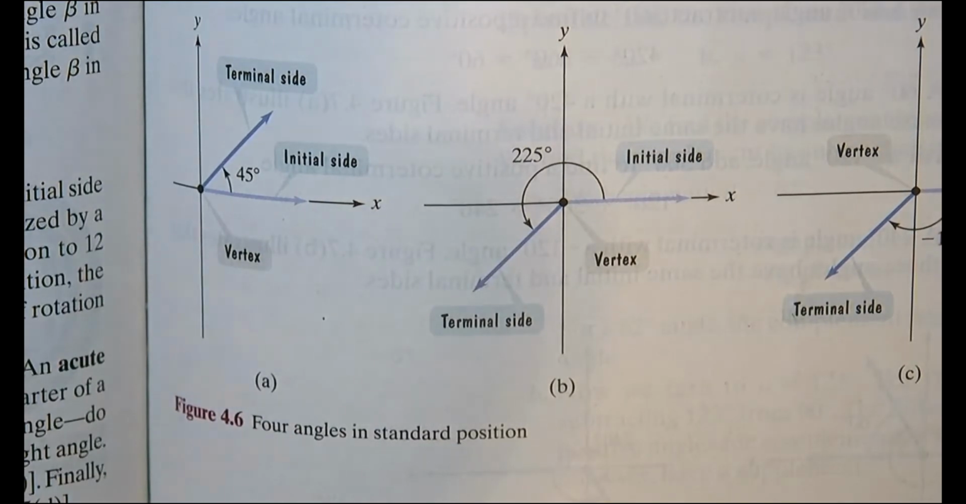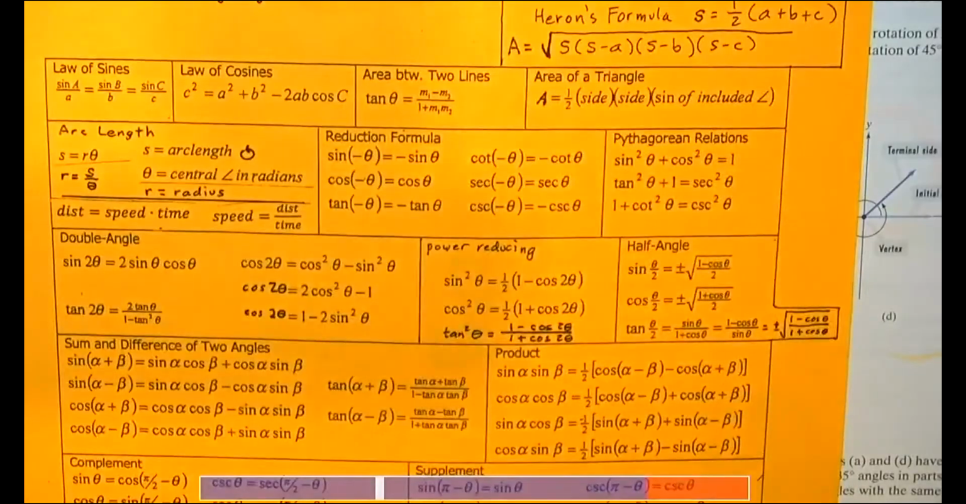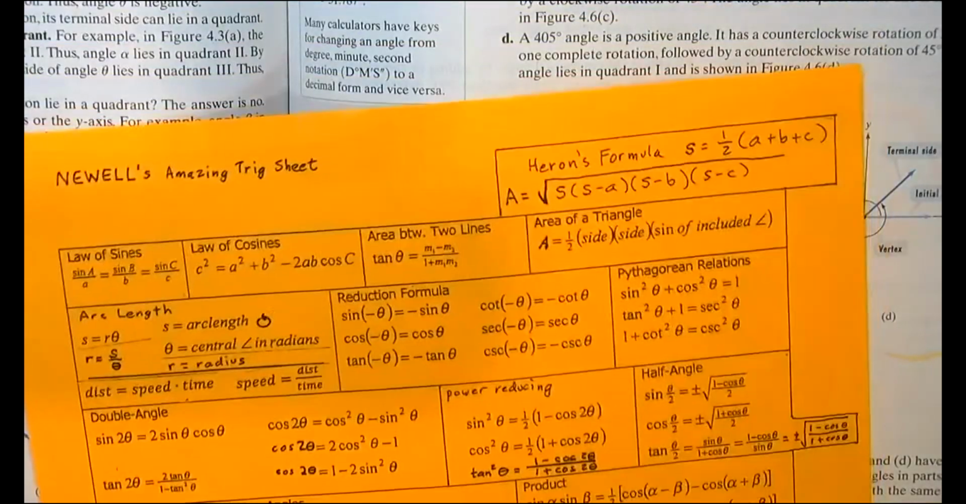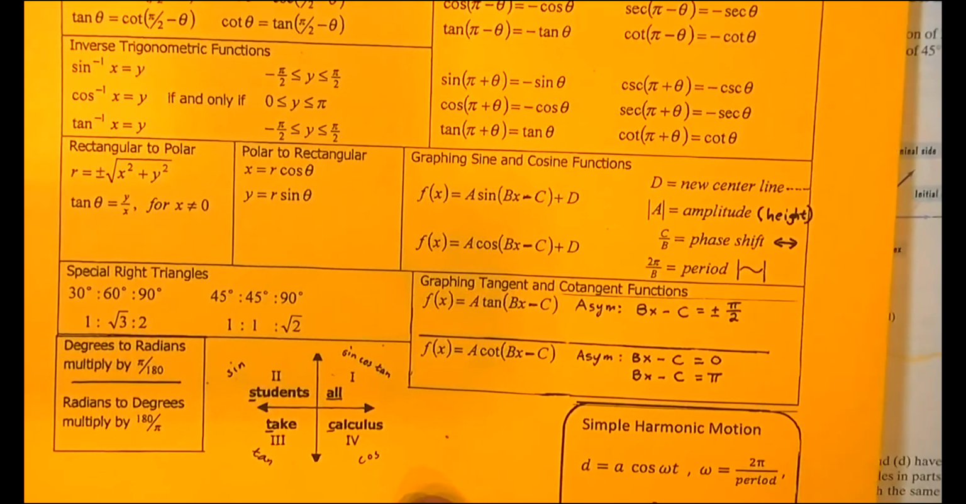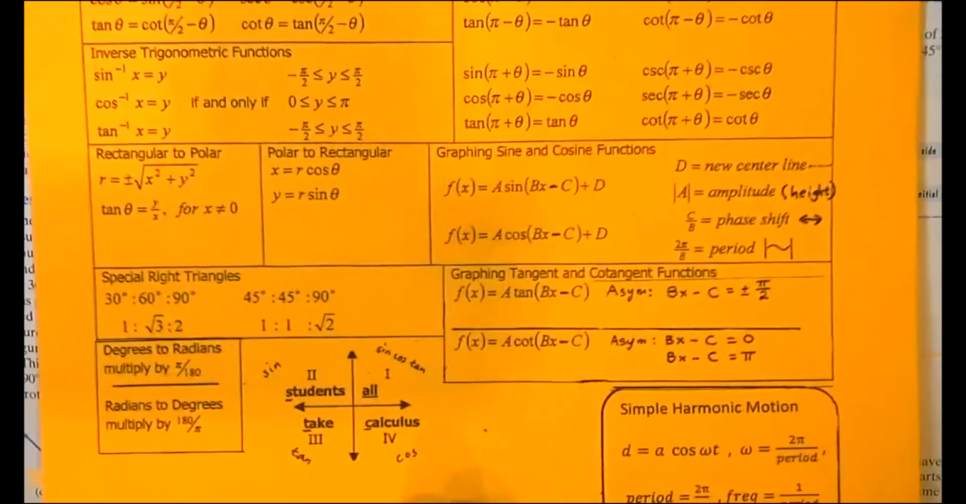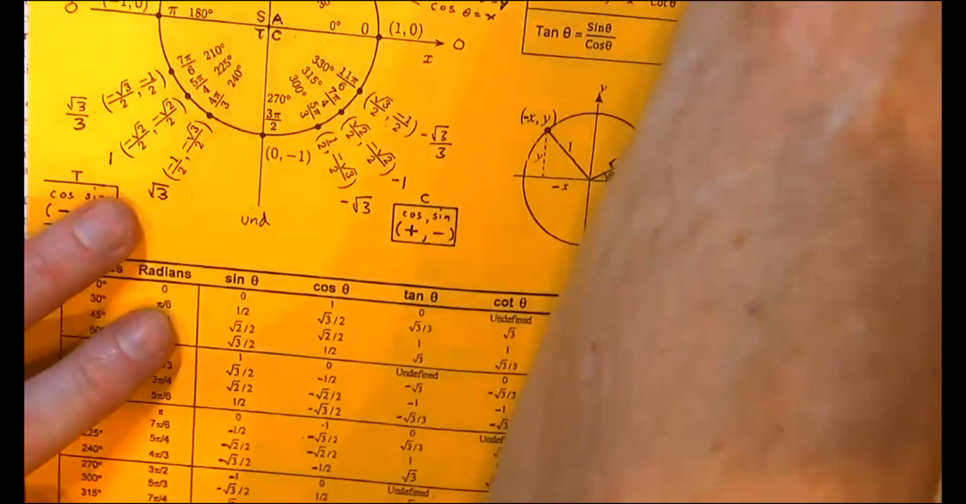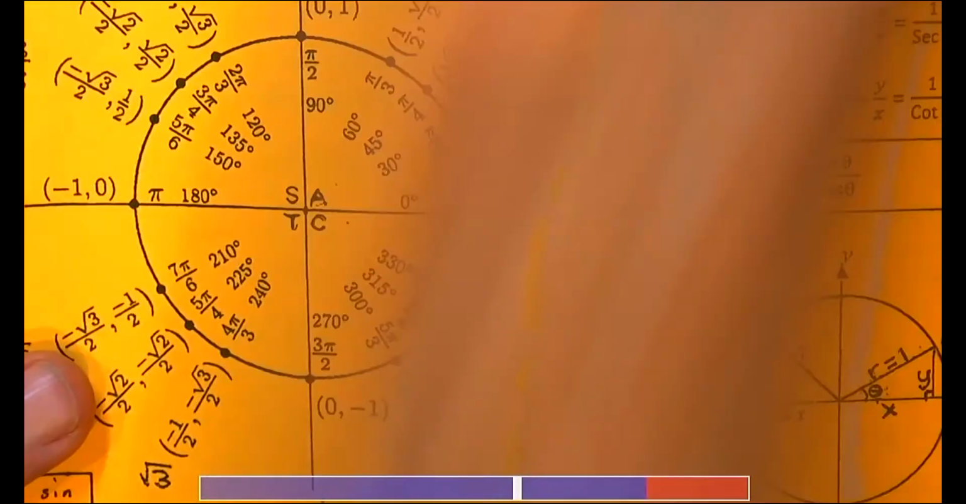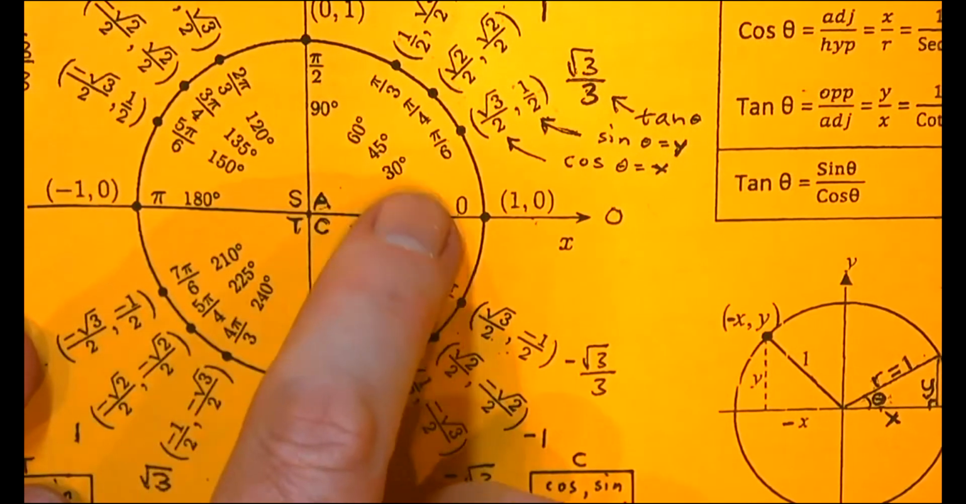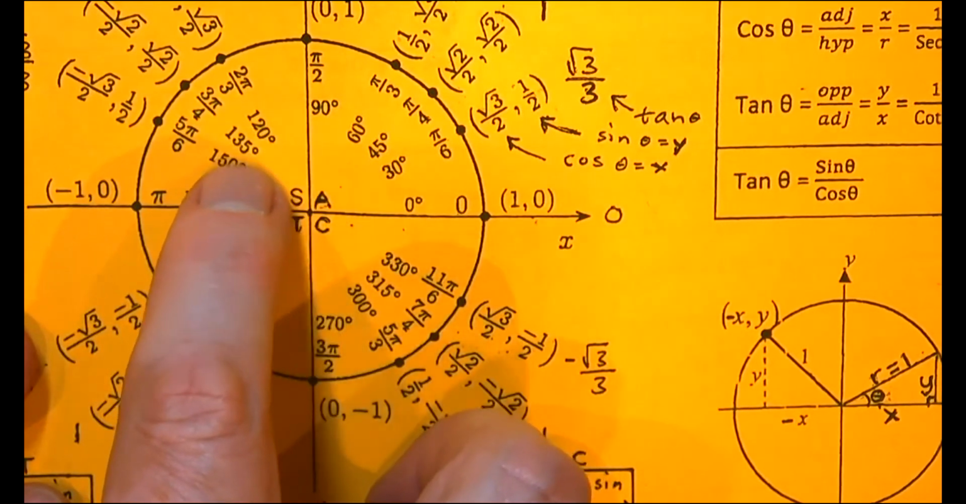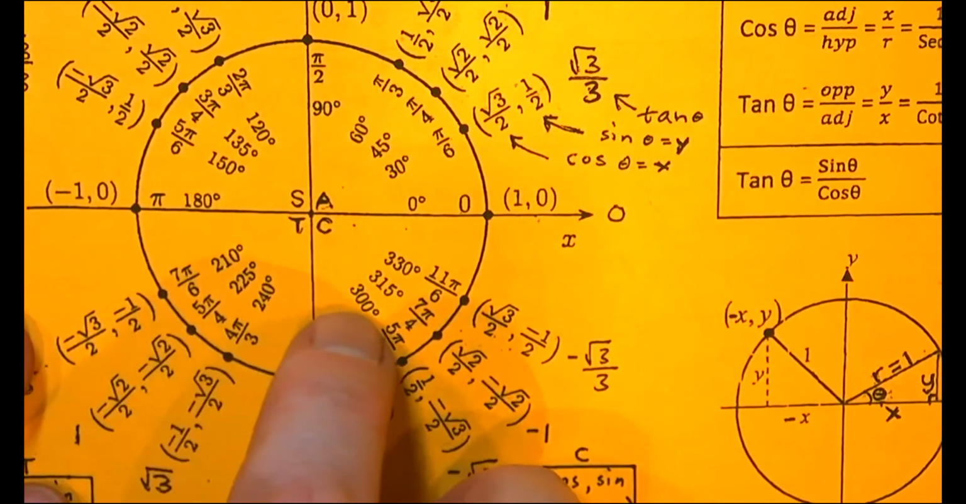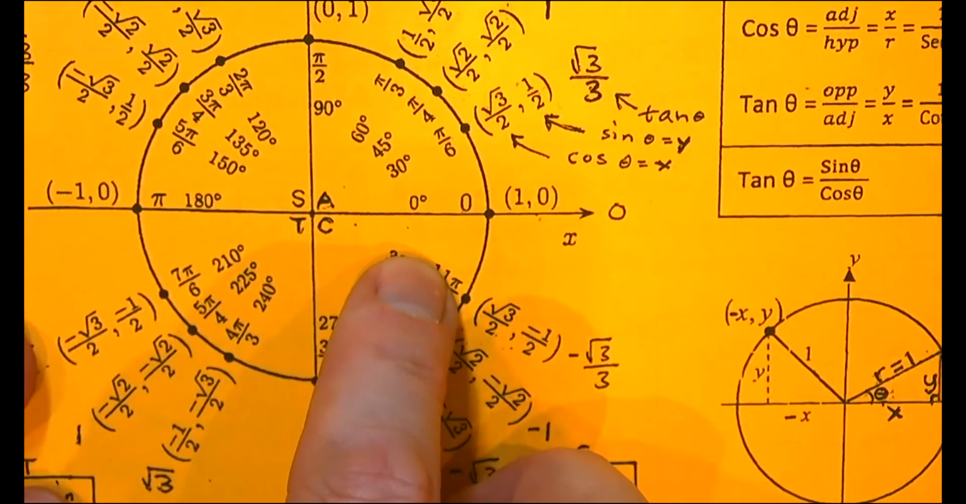And on my site, I've got this yellow sheet. This is Newell's Amazing Trig Sheet. And there's a lot of rules on here. And of course, you can't remember them all. But on here, there's a nice little wheel. And on here, you can see 0, and I kind of wrote some numbers here to help you just do the most popular ones, to remember where you're at.